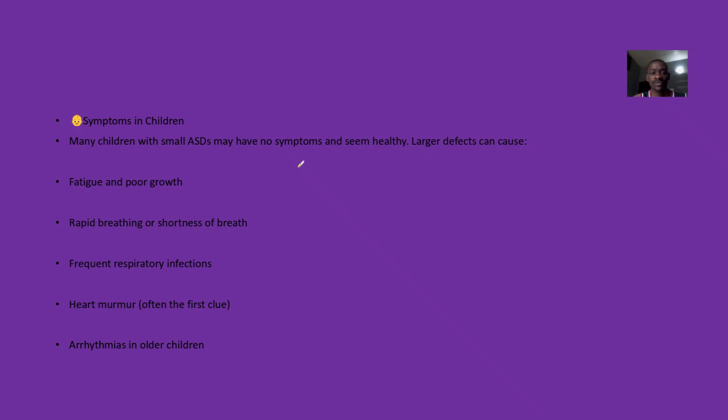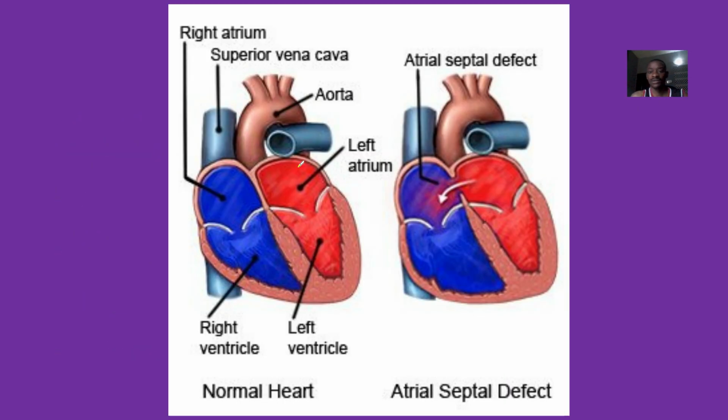So symptoms in children: they are tired, their growth is not fast, they have issues with breathing, respiratory infections, heart murmurs, and abnormal heartbeats. Their heartbeat is not normal, could be having an extra beat. Okay, see another image showing it. Nothing should be passing there.